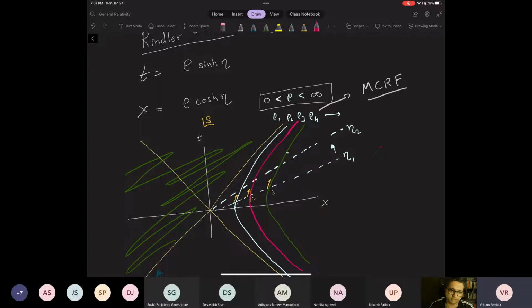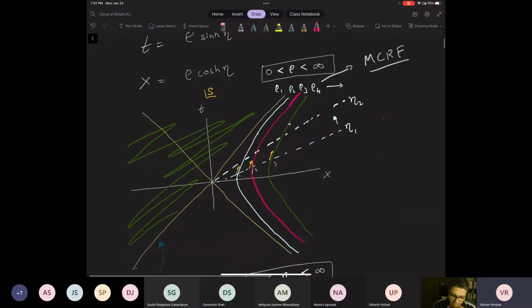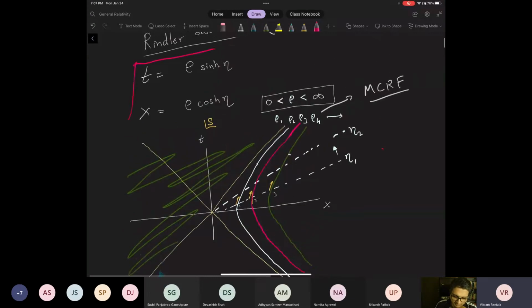So I hope this reasoning was clear for why these Rindler observers look a little different from the kind of accelerated reference frames that you see in Galilean relativity. Okay, and as we saw before, you can parameterize these Rindler observers by this trajectory. So I'm setting c equal to 1, but ct is rho sin theta, x is rho cos theta. So constant rho are these lines, okay, these hyperbolas, and eta is the proper time.